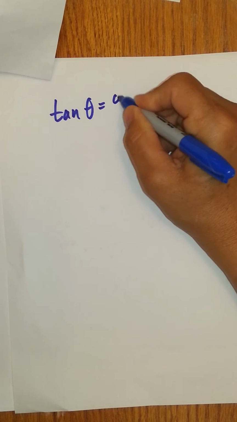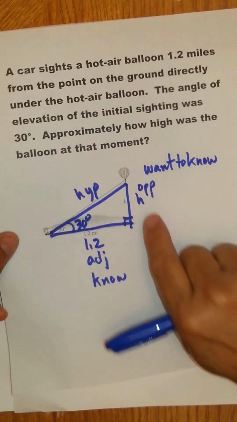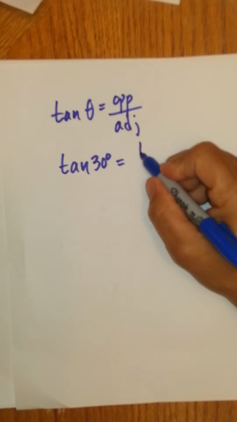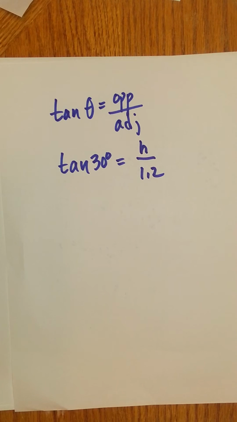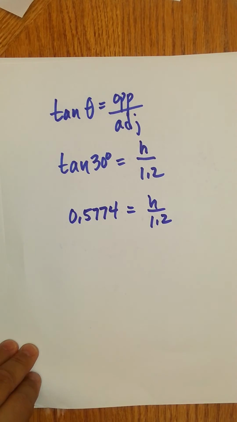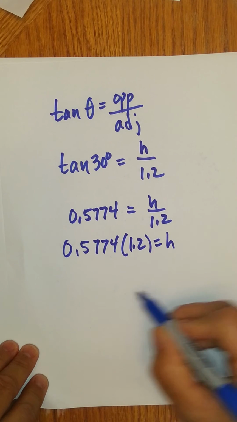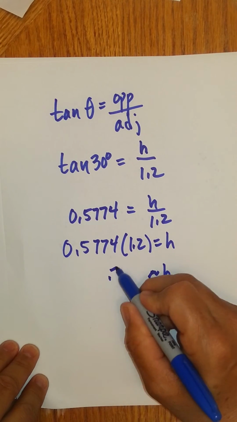Based on this picture, I'm going to say the tangent of an angle is the opposite over the adjacent. In our case, tangent of 30 degrees is the opposite, the height, over the adjacent, 1.2. Okay, so now all I have to do is evaluate tangent of 30 degrees in my calculator, and when I do that, I'll get 0.5774. And now all I have to do is multiply both sides by 1.2. All right, so I'll get that h is about 0.7 miles.